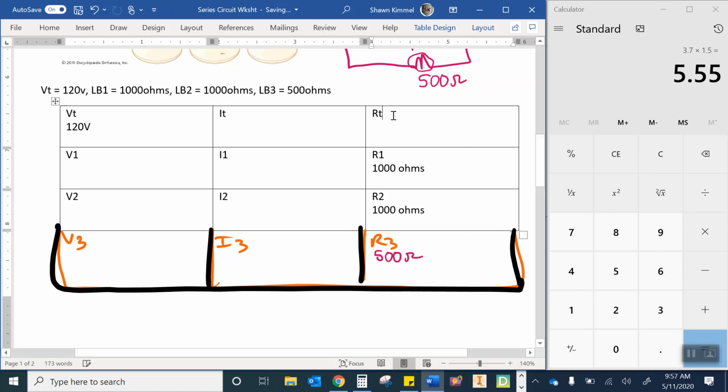The next step is to find RT. Well, just simply add them up. 1,000 plus 1,000 plus 500 is 2,500 ohms.